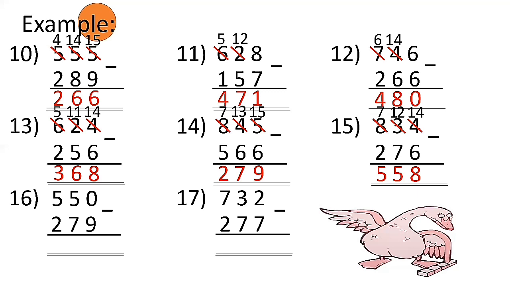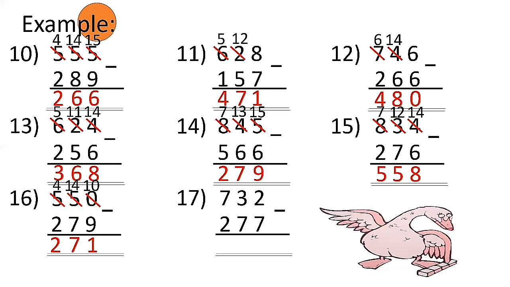Number 16, 550 minus 279. 0 minus 9 cannot be. We need to borrow in the tens place. 5 cancel becomes 4. And 0 becomes 10. 10 minus 9 is equal to 1. And 4 minus 7 cannot be. We need to borrow in the hundreds place. 5 becomes 4 and 4 becomes 14. 14 minus 7, that's 7. And 4 minus 2, that's 2. So our answer here is 271.